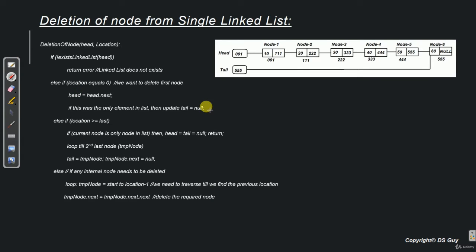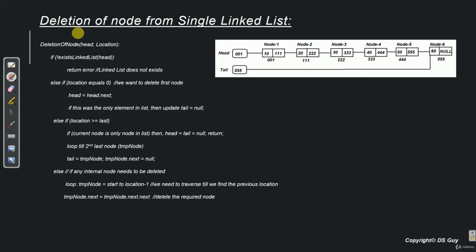Hey guys, welcome back. So in the last video, we talked about how to delete a node from a single linked list. We saw that there are three cases in deletion of a node. Case 1 is we want to delete the first node. Case 2 is we want to delete the last node. And case 3 is we want to delete any of the middle nodes in the list. Now in this video, let's see what the algorithm for those three cases looks like.